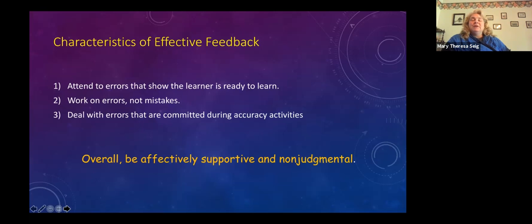So overall, Larsen-Freeman suggests that we be affectively supportive and non-judgmental. Affectively supportive, not effectively. Of course, we want to be effective in our support, but affectively supportive means recognizing the affective filter that our students have, recognizing when they are starting to shut down because they don't like being called on their errors. We do not want the affective filter to be raised and then to not be able to help the student and to have them enjoy the language learning process.